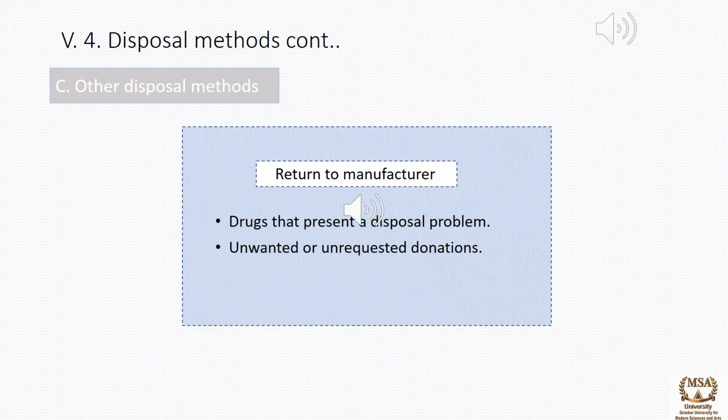Return to manufacturer is also another disposal method. Returning unusable drug to manufacturer for safe disposal is also an option, especially drugs that present disposal problems such as anti-neoplastics.